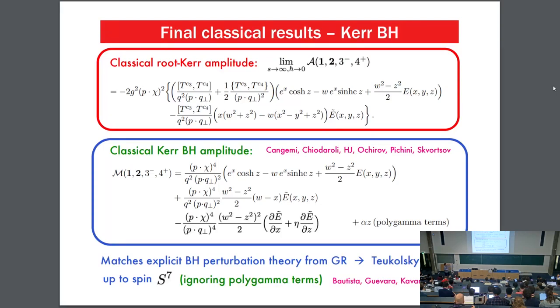And interestingly, it actually matches explicit calculations from black hole perturbation theory. It matches up to spin to the 7, where we have to ignore something called polygamma terms, which have to do with the near zone effects. We suspect there are loop corrections, but there's some debate in the literature whether there are loop corrections or not. But anyhow, let me end there. Thank you.